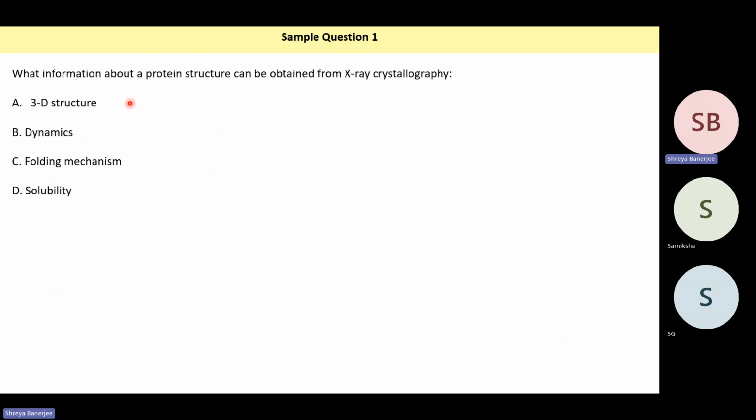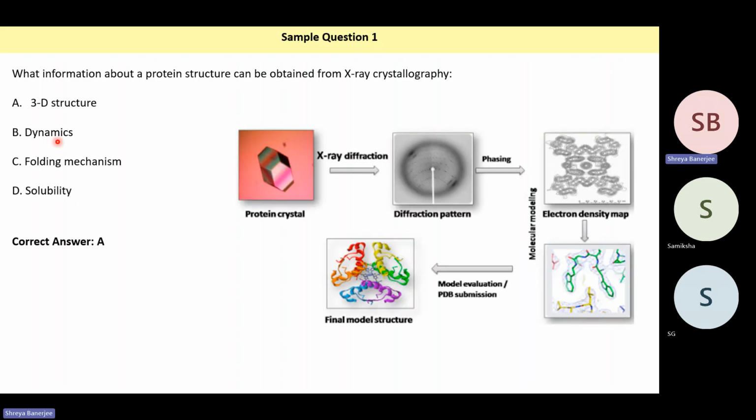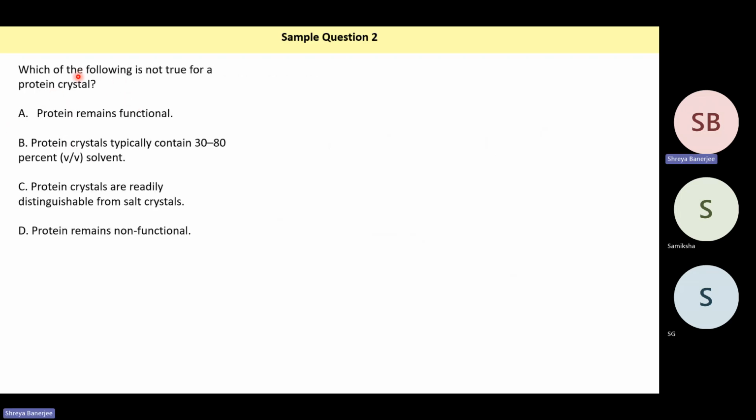So one question is asking what information about a protein structure can be obtained from X-ray crystallography? 3D structure. Yeah. Because the crystal is fixed, you cannot know anything about dynamics or folding mechanism. NMR happens in a solvent state, so NMR can give you an idea about dynamics and folding mechanism, but X-ray will only give you an idea about the 3D structure. Then it is asking which of the following is not true for a protein crystal?